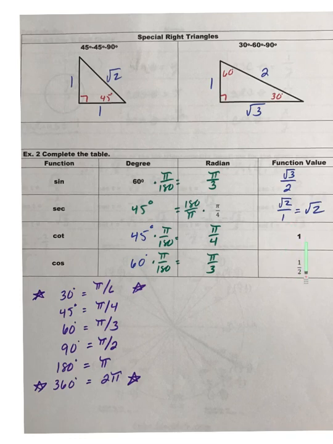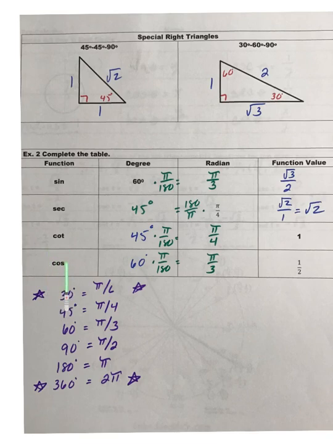But if it equals 1, that means those two sides have to be the same. The only triangle that has two sides the same would be right here, the 45-45-90. Adjacent over opposite, 1 over 1 equals 1. So that's how I got the 45 degrees. And then multiply that by pi over 180, and that reduces to pi over 4.